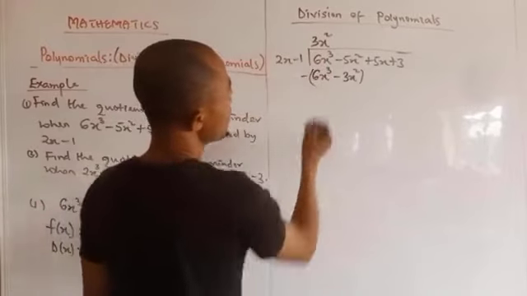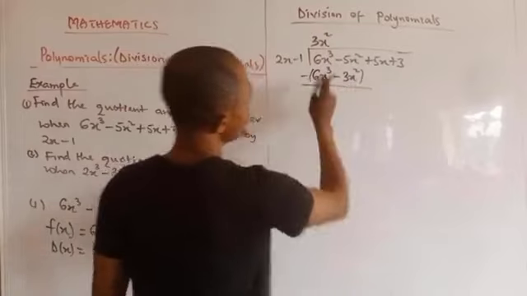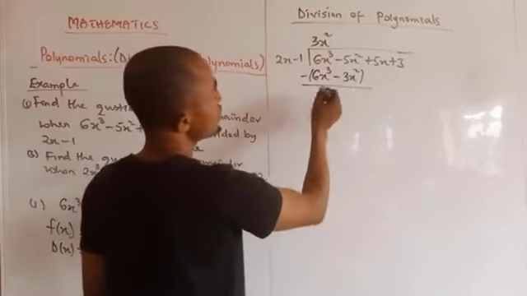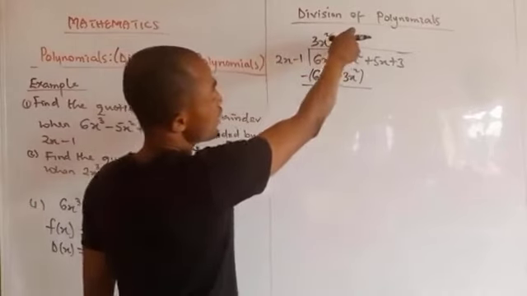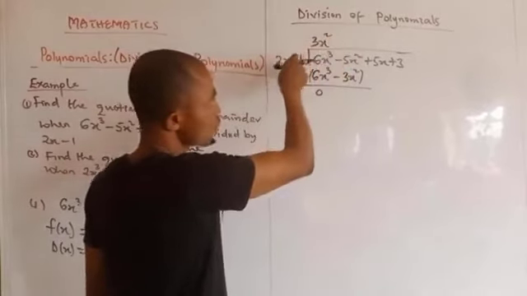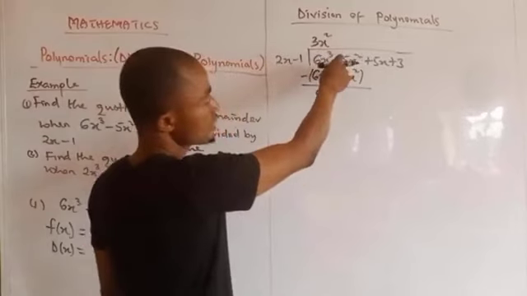What is that going to give us? That will give us a 0. We are subtracting now. 6x cubed minus 6x cubed will give us a 0. Then we move to this. Minus 5x squared, minus again.